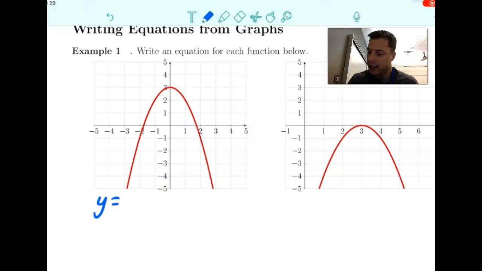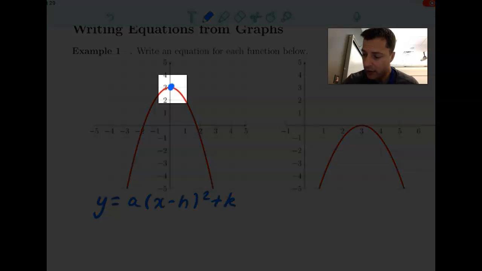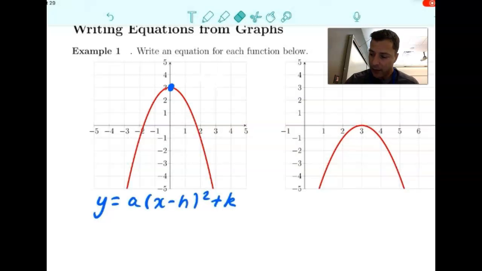All right, so we know that vertex form takes this shape, where h and k is our vertex. Now our vertex in the first graph, it's opening down, is right there. So in the first example, I know my a value has to be less than 0, or it's got to be negative. I'm also going to pick a couple points that I see exactly on my graph to help me out. So the first thing I'm going to do is substitute the vertex. The vertex is 0, 3.